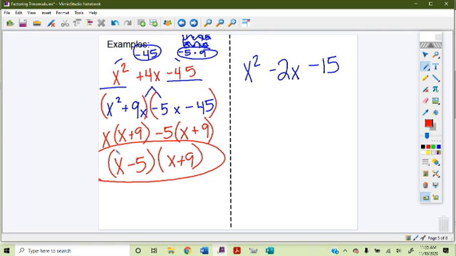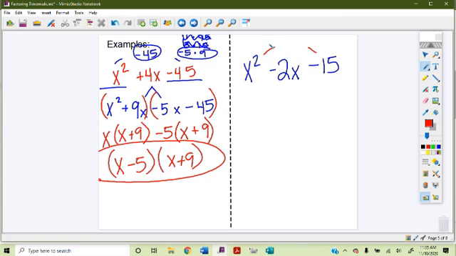Again, you can check it by multiplying it in a box, or you can type them both in Desmos and make sure they match. Either way will work. All right, again, if you haven't tried this one, but you feel like you are ready to do that, pause the video, give it a shot.